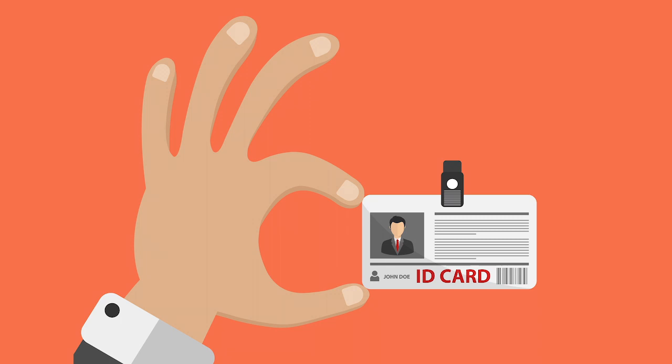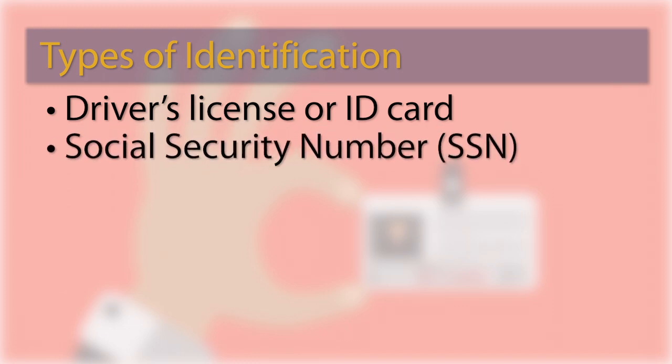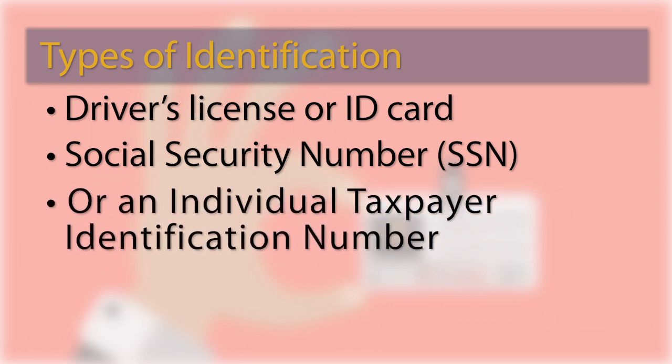When you decide on a financial institution, ask what type of identification you need to open an account. Usually you need a driver's license or ID card. If you are not a citizen of the United States, some banks may accept other forms of photo identification, including your green card or passport. You also need a social security number, otherwise known as SSN, or individual taxpayer identification number.